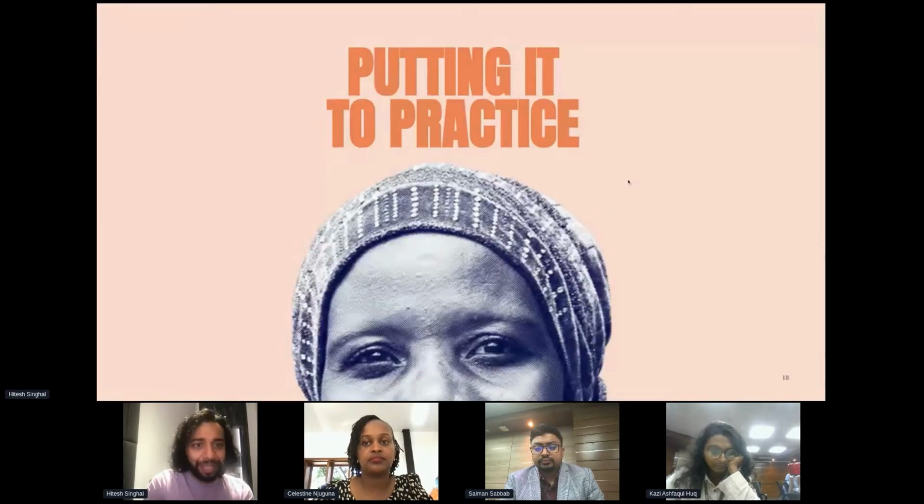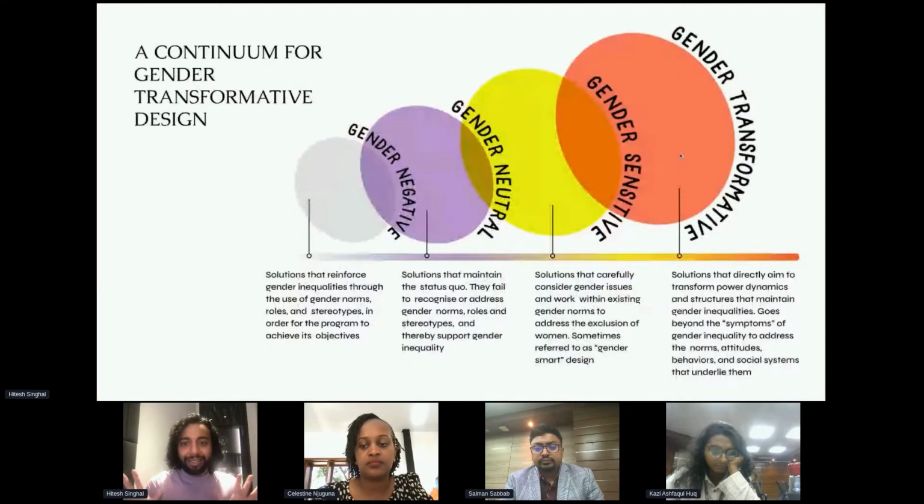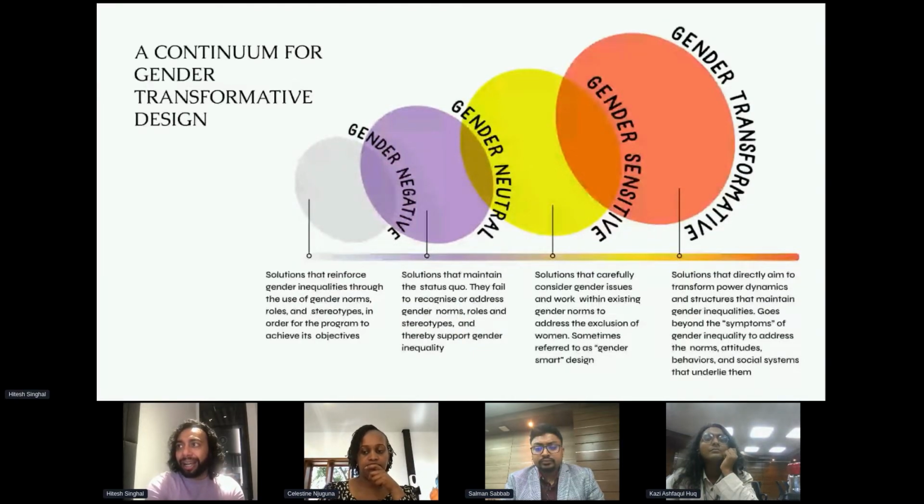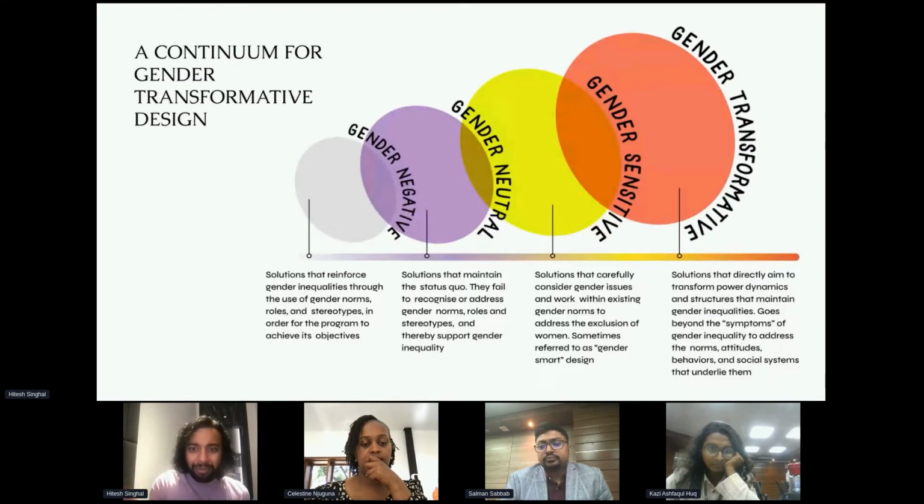There you go. This is the centerpiece, or the piece de resistance, of the frameworks that we use, which we call the Continuum for Gender Transformative Design. What that means is that when we actively design for gender, we can create transformative impacts that can really start shifting the norms that exist in society. So I will spend some time here and we'll walk through each of these paths and what each one means, and then we will actually put it to practice and test this framework out together.